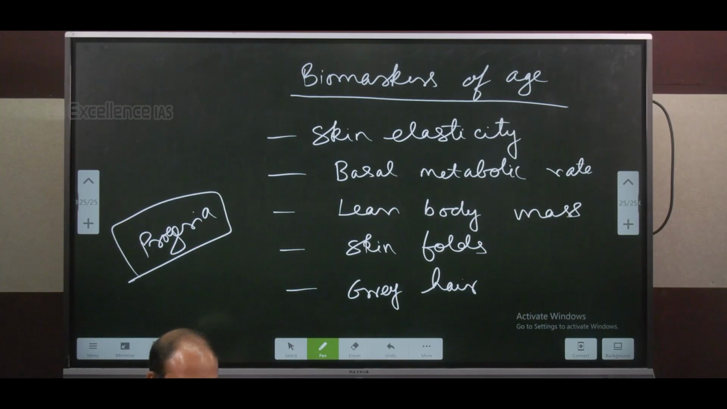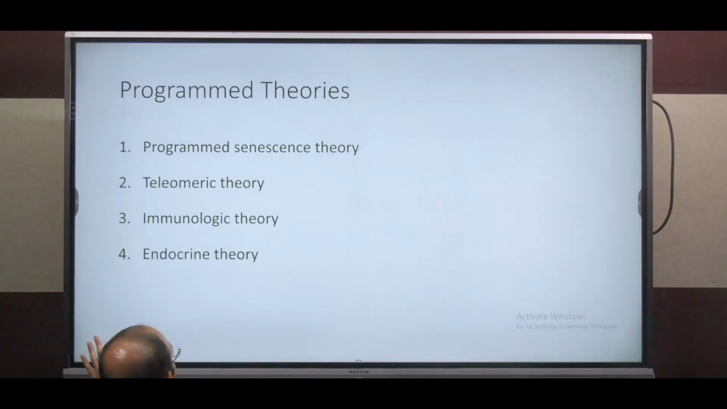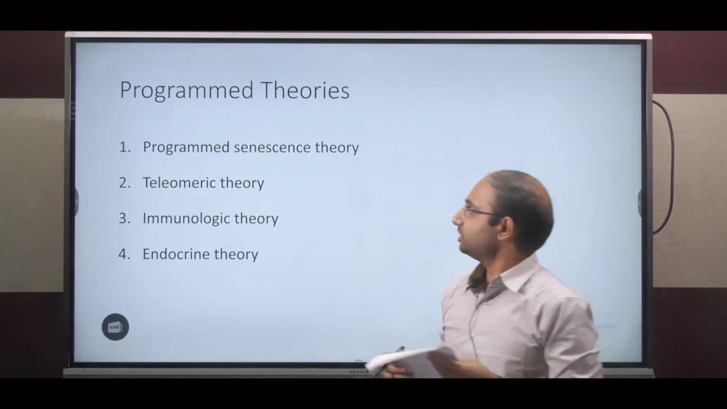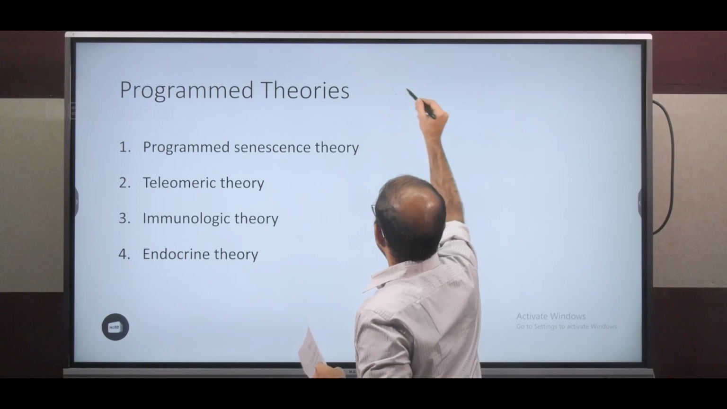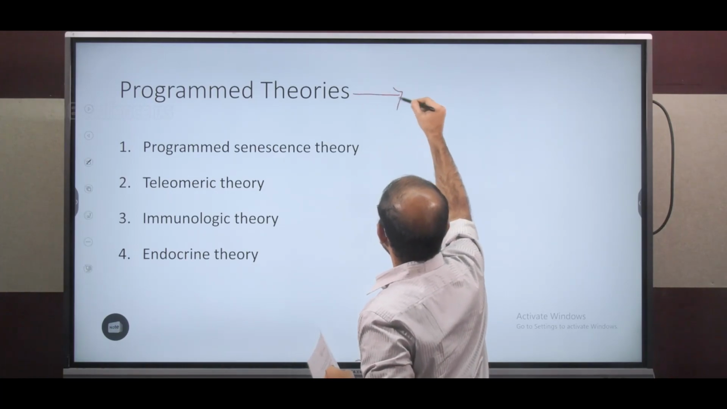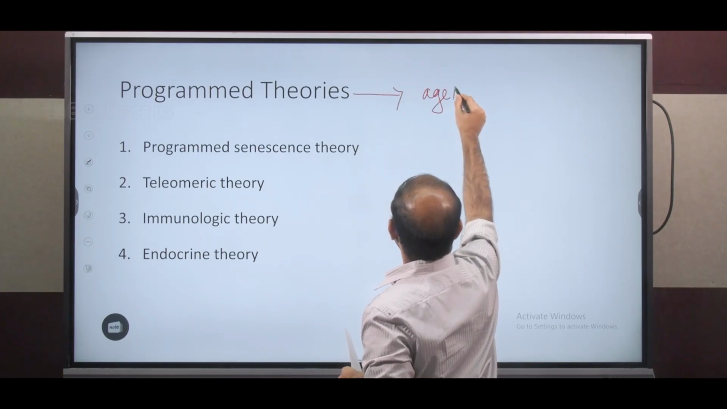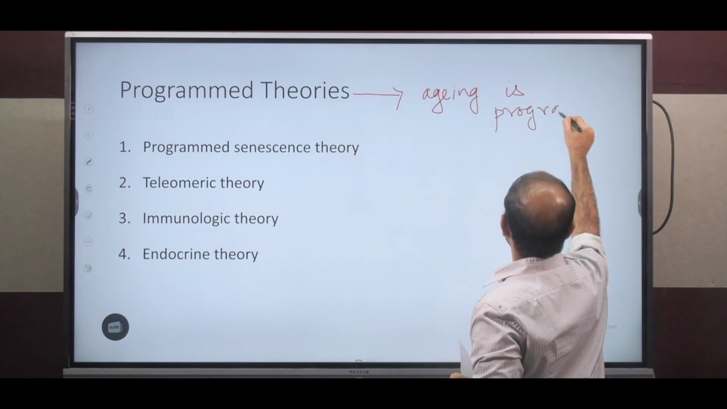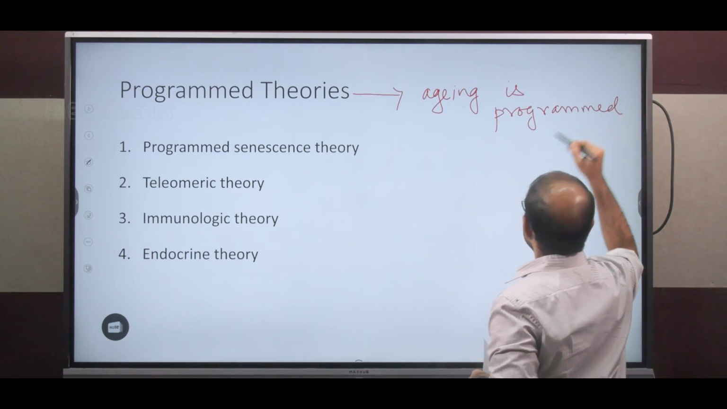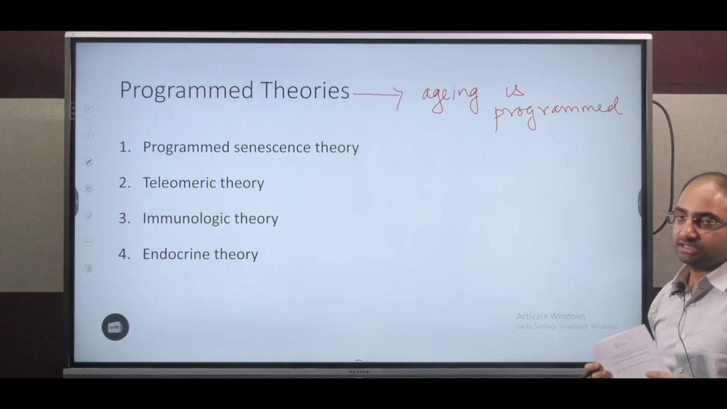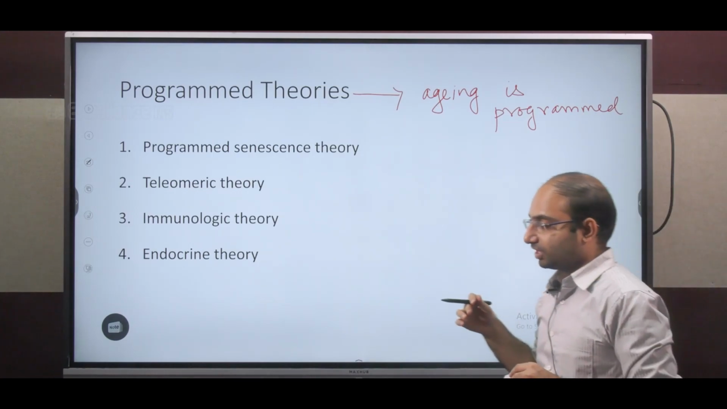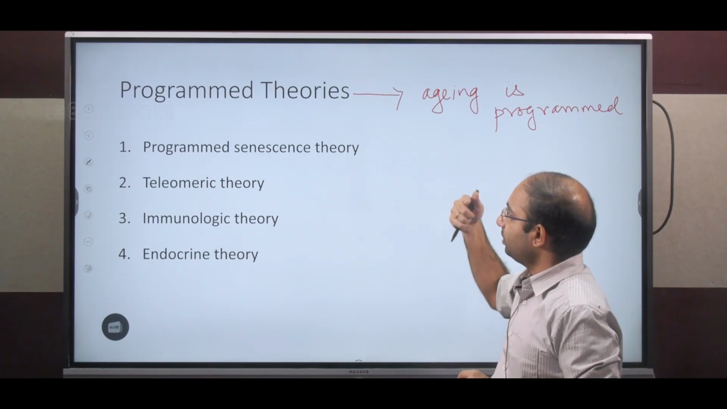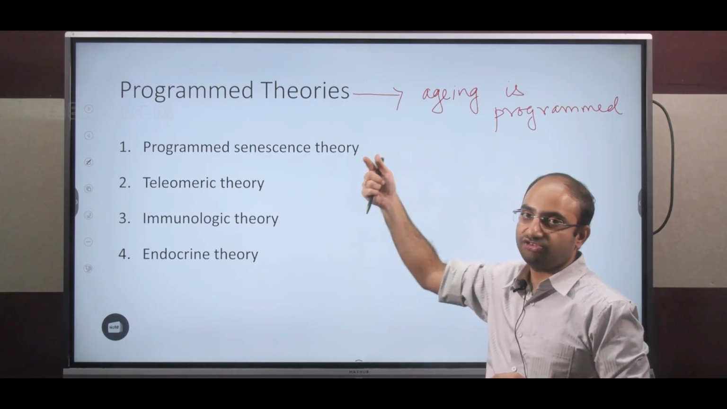And then we have to discuss the theories of aging. So theories of aging broadly can be classified into two types. Some are called programmed theories. Programmed theories are theories which believe that aging is programmed into the human body, in the sense that there is some kind of a clock in the body, some kind of code present in the body which decides how aging happens.